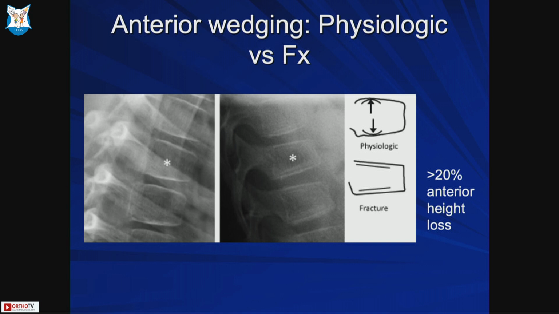Same with wedging. A little bit of wedging is common in the pediatric age group. It's physiologic. When your anterior height loss is more than 20%, that is when it's pathologic, or that is when there is a fracture. But less than that is physiologic.